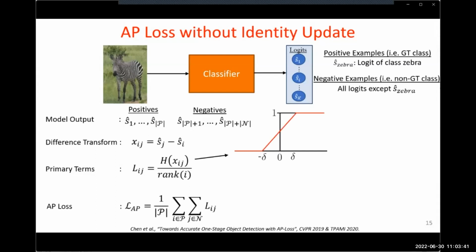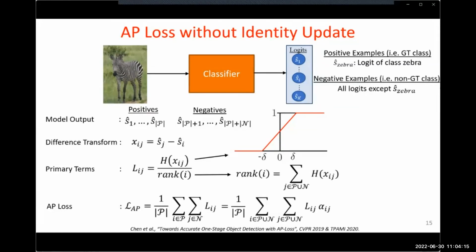A hyperparameter delta is introduced to smooth the Heaviside step function, while putting a margin between the samples to be ranked in order to ensure generalization. Other ranking-based terms can also be defined based on those pairwise relations. For example, to find rank i, in the denominator of the primary term, one needs to sum the pairwise relations for the example i with all other examples. Finally, to cover all the pairs in the computation, an additional variable alpha ij is introduced such that alpha ij is 1 only if i is a positive example and j is a negative one.